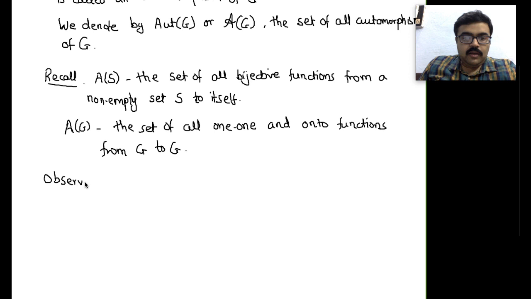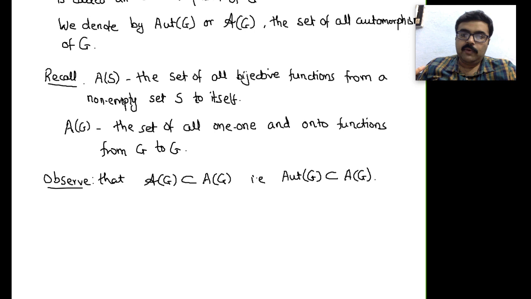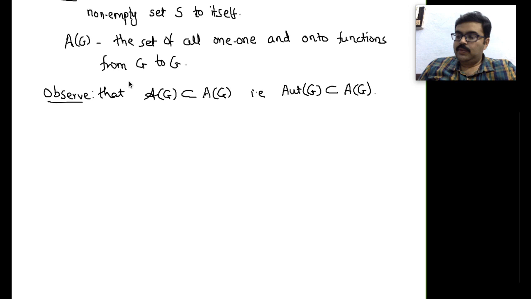Observe that Aut(G) is a subset of A(G), that is, automorphisms of G is a subset of the set of all 1-1 and onto functions. A(S) is a group under composition, that we have seen. Automorphism means a 1-1 onto homomorphism from G to G, so automorphisms already include 1-1 and onto functions. They are not all the 1-1 and onto functions. It's a smaller set: 1-1 onto functions which are homomorphisms also. So Aut(G) is a smaller subset. And next what we show is, in fact, that this is a group.